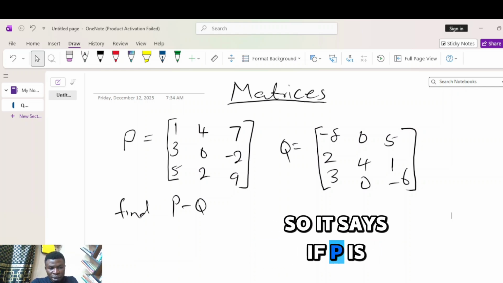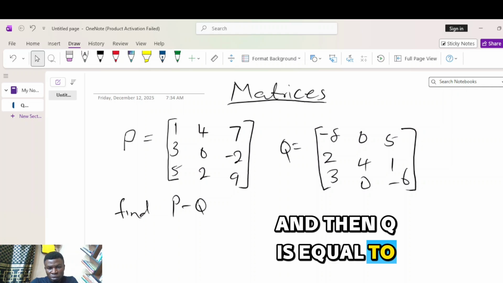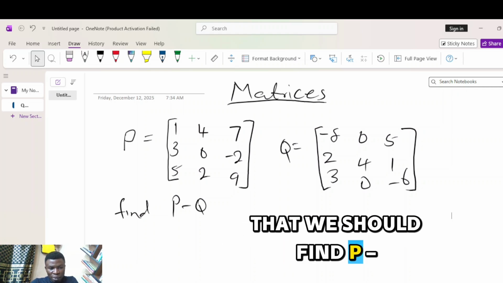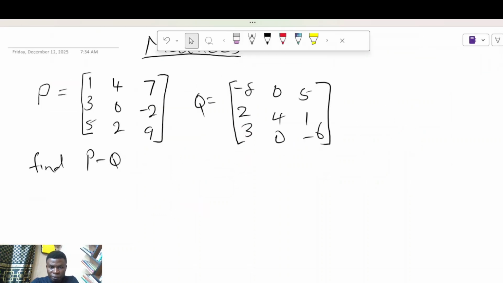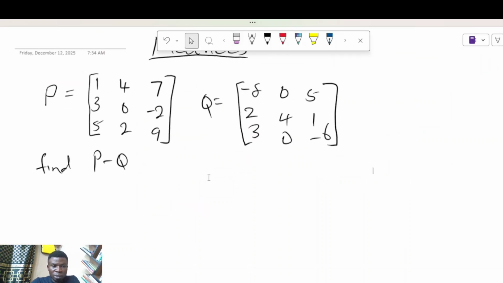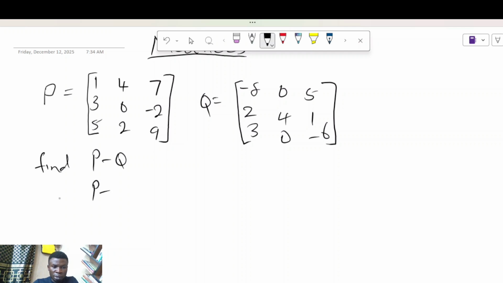It says if P is equal to this matrix and Q is equal to this other matrix, then we should find P minus Q. So to make this a full screen. P minus Q will be equal to: we have 1 minus 8, 4 minus 0, and 7 minus 5, which is on the first row.